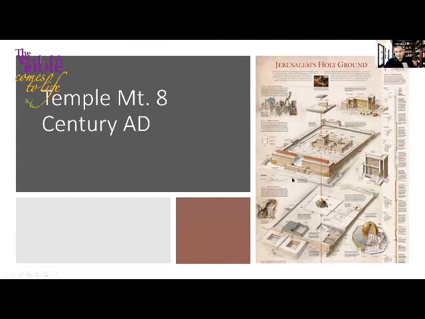So we have here a diagram where we can see how our temple used to be right where the Dome of the Rock is today. Let's look very carefully. This is Solomon's Temple, which was on the foundation rock. After that, we have the Second Temple, which was built exactly the same on the foundation rock. And of course, the Dome of the Rock, which was built on the foundation rock. And here's the foundation rock.